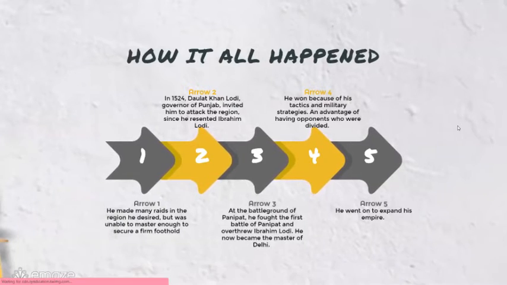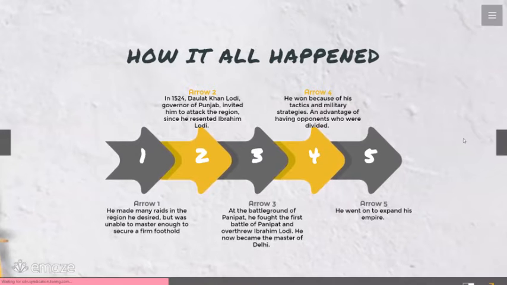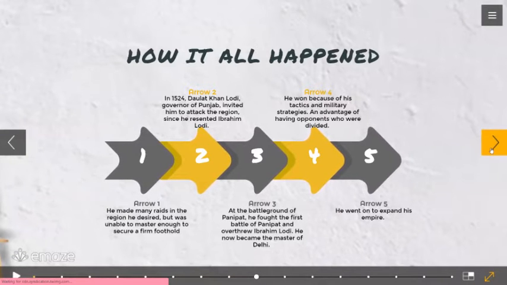Now comes the main part. So in the last slide, we saw that he turned his attention towards India and he planned an expedition towards India. So he came and he made many raids in the region he desired, but it wasn't enough. He was able to get something little here and there, but he wasn't exactly able to secure a strong foothold. But he didn't give up. He continued trying, and he was waiting for an opportunity. And when did the opportunity come? It came in 1524 when Daulat Khan Lodi, the governor of Punjab, invited him to attack the region since he resented Ibrahim Lodi.